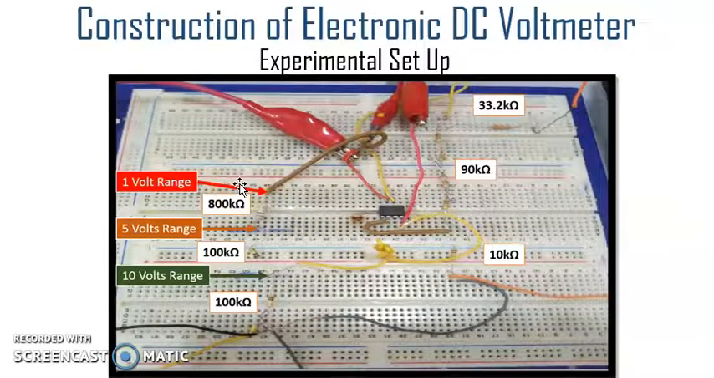As you can see, we have used three resistors as specified earlier in the circuit diagram: 800 kilo ohm, 100 kilo ohm, and 100 kilo ohm, and the corresponding ranges are 1 volt, 5 volt, and 10 volt voltage range. These resistors, 90 and 10, are for obtaining the gain equal to 10, and the resistor that was supposed to be connected in series with the PMMC is 33.2 kilo ohm, which is connected here. The yellow wire that you see is the selector switch. At this particular moment it is at the 10 volt range, so it can be moved correspondingly to the 5 volt and 1 volt range as desired.